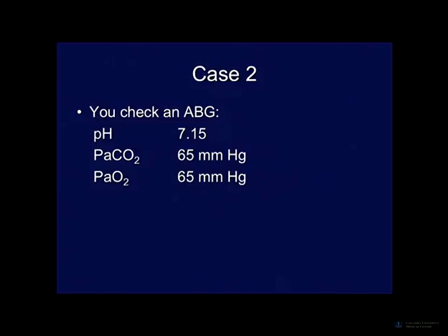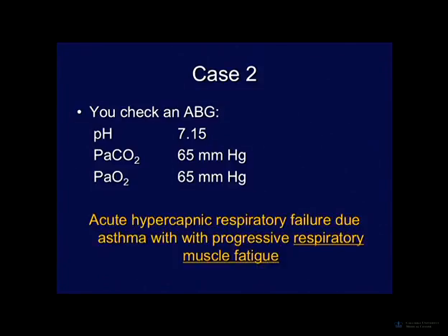They're getting more somnolent, one of the consequences of a high CO2, and now they're not able to keep up with their ventilatory requirements, their ventilatory demand, and their capacity is dropping. Okay, so there's that supply and demand difference. So this is someone who then would need to be emergently intubated for severe respiratory acidosis. Okay? And that's hypercapnic respiratory failure in the setting of asthma due to progressive respiratory muscle fatigue.